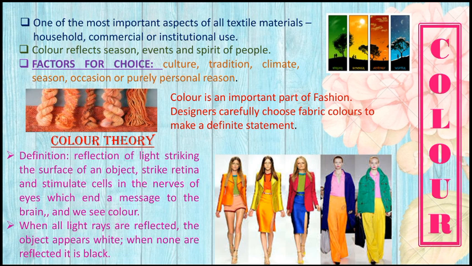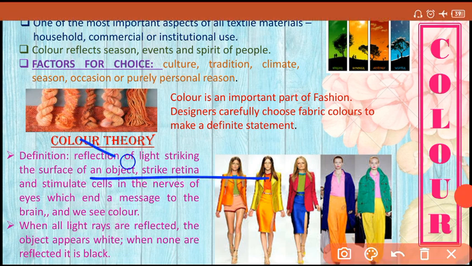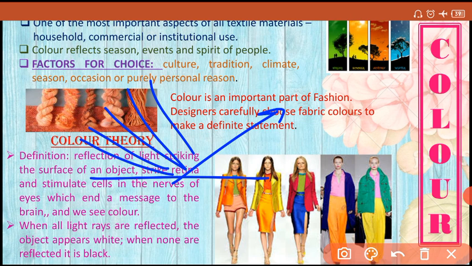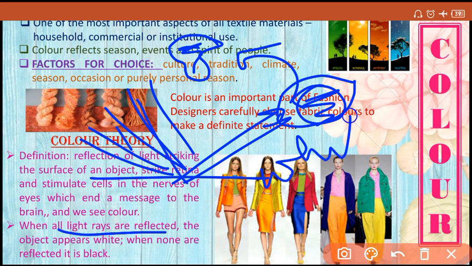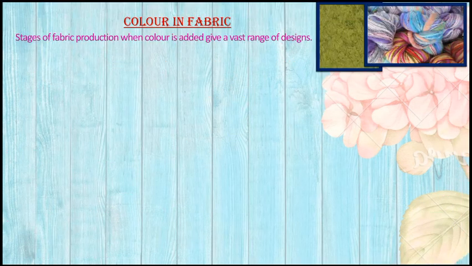I'll just tell it to you in short: if you have a fabric or anything, when light falls on it, it absorbs light and reflects some part of it. Whatever part is reflected reaches your eye, your eye reads it and transmits it to the brain, and whatever is interpreted by the brain, that is the color. So when all the light is reflected, you see white, and if none of it is reflected, everything is absorbed, then it is black. In this one, we'll only deal with color in fabric. The rest, the use of colors in design, in the next video.